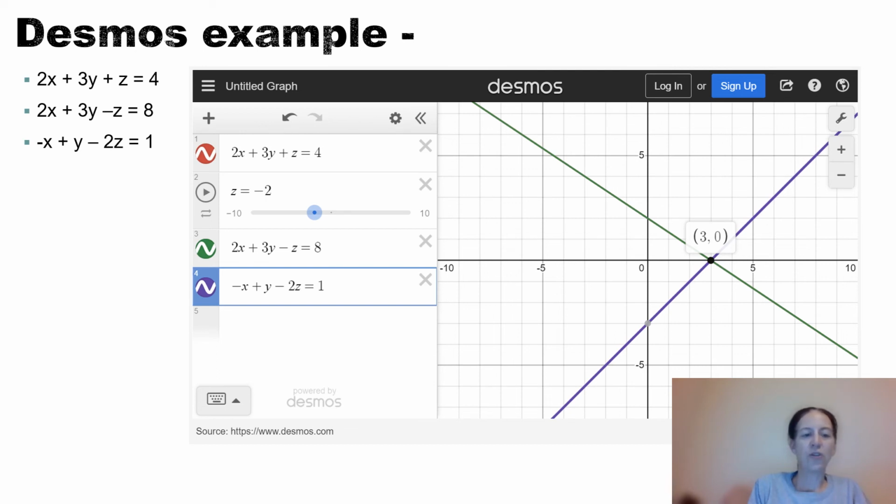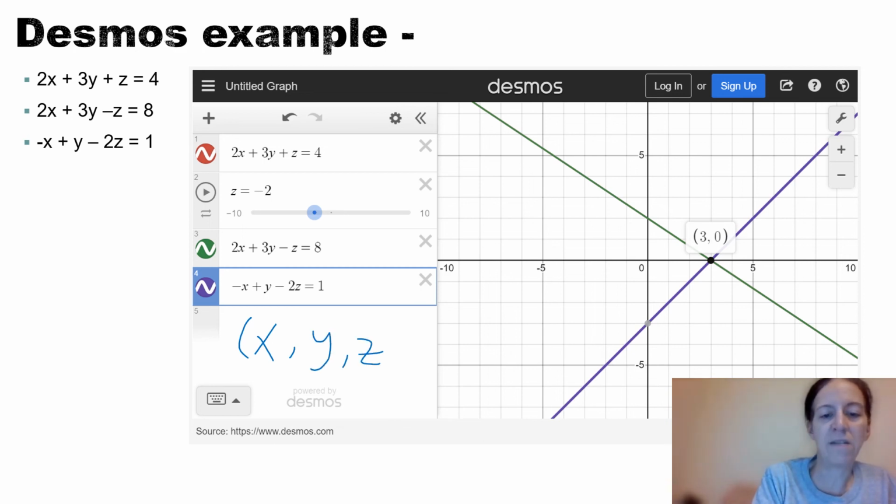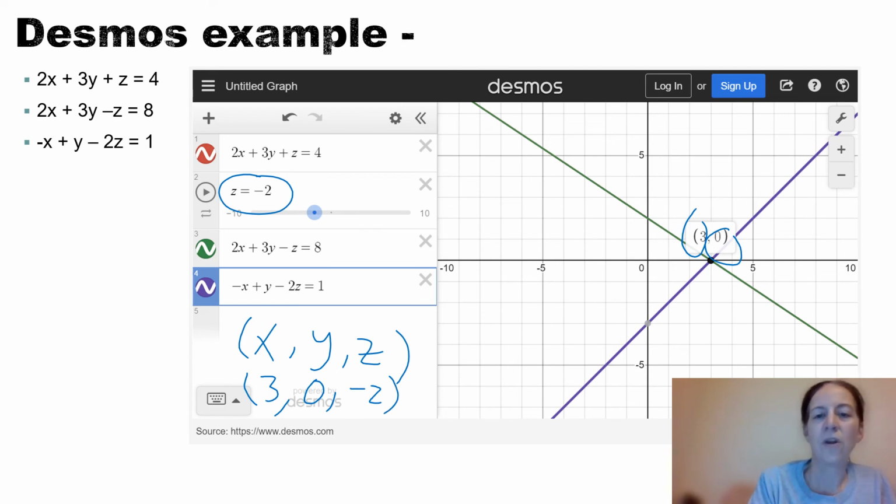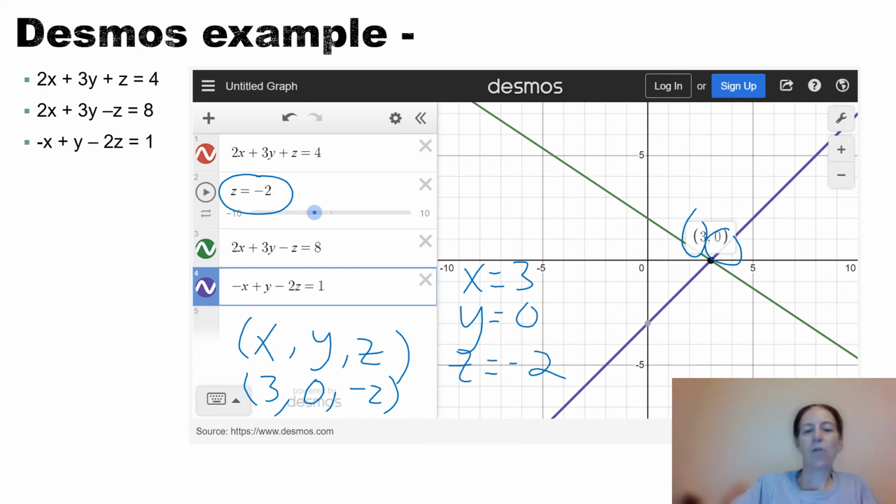Okay, so the answer would be of the form x, y, z. I know x is equal to 3, y is equal to 0, and from my slider, z is equal to -2. You might also see just this, x is equal to 3, y is equal to 0, z is equal to -2. Or you could see it as what's called an ordered triple. Triple for 3. Ordered because it goes X, Y, and then Z.